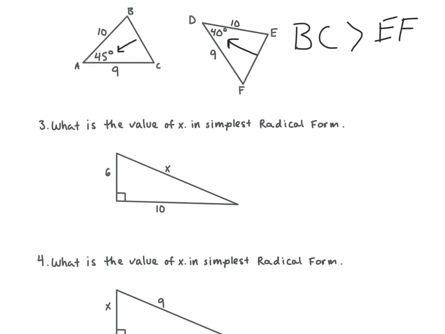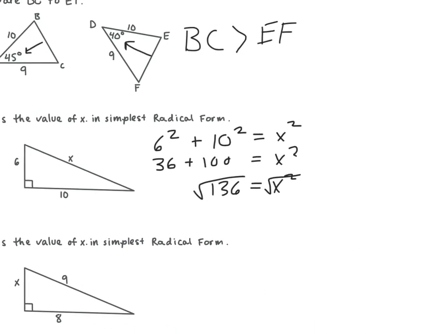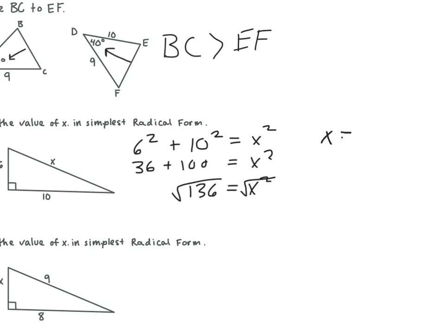Number 3, what is the value of x in simplest radical form? How can we find x? 6 squared plus 10 squared is equal to x squared. What is 6 squared? And what's 10 squared? So 136 is equal to x squared. What do we do next? We take the square root of both sides. So we get x is equal to the square root of 136.